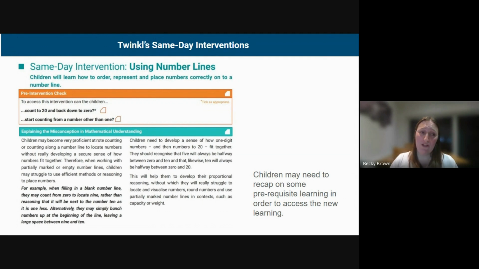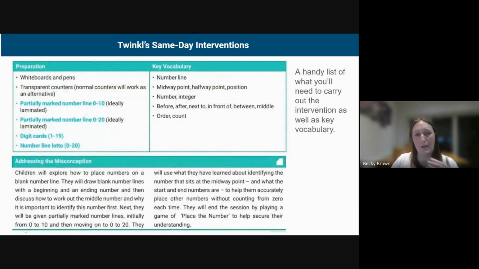So each of our interventions comes with that little prerequisite check, and a little bit about what children might particularly find difficult. Children do tend to fall into the same sort of misconceptions, so you'll have a little bit there to help you. Then, and I think this is particularly helpful when you're low on time, you've got a complete list of what you need. Any resources that are included are in blue, so you can download them, or anything you might find in your classroom will be there.